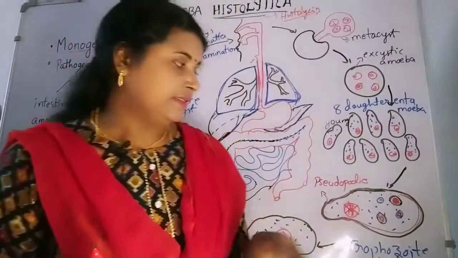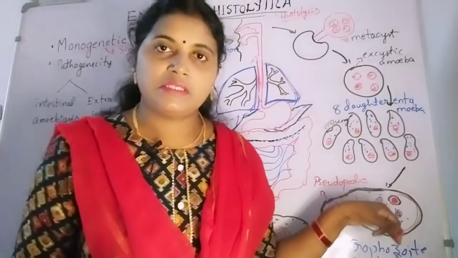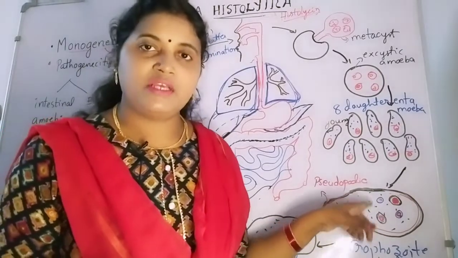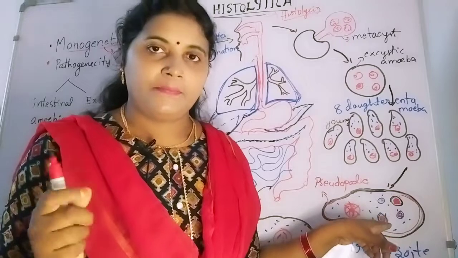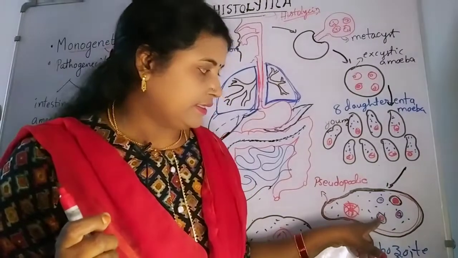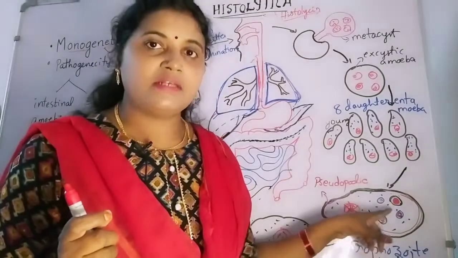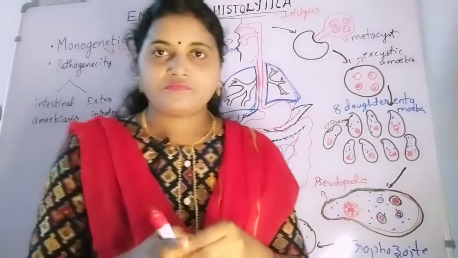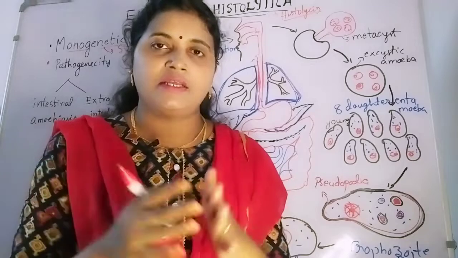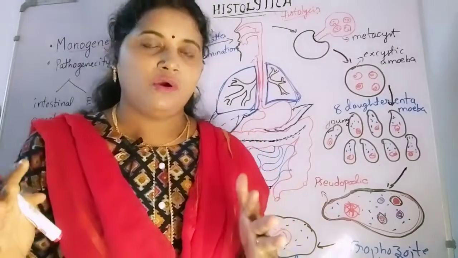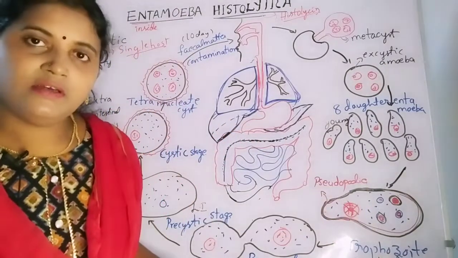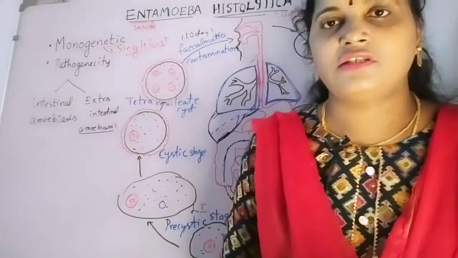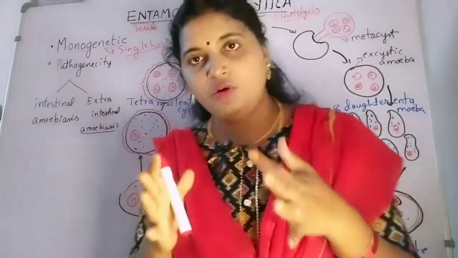Here in the cellular components we can see the cartwheel-shaped nucleus, and food vacuoles with RBCs. Inside it, the red dots are nothing but RBCs. Now after attaining a certain stage, a certain shape, it is going to undergo binary fission. Binary fission is nothing but one cell dividing into two.